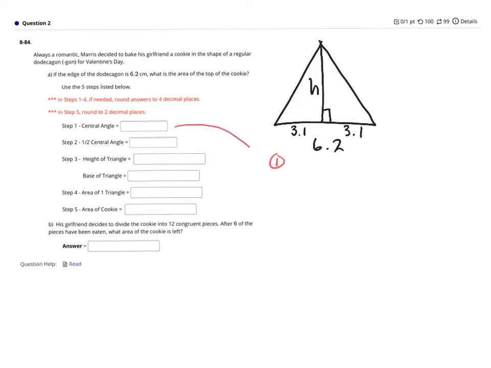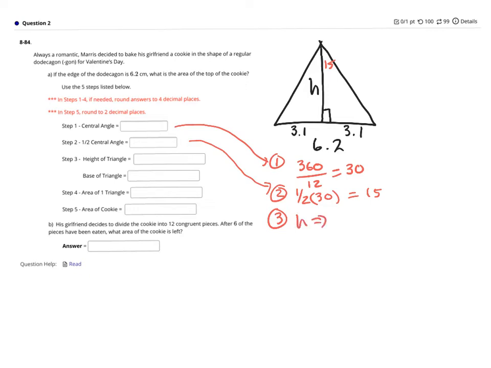Step number 1 is to find the central angle. So you take 360 divided by the number of sides, and that will give you 30 for the central angle. Step 2 is to do half of the central angle. So half of 30 is going to be 15, which means this angle up here is 15 degrees. Step 3 is to find the base and the height. Let's start by finding the height.